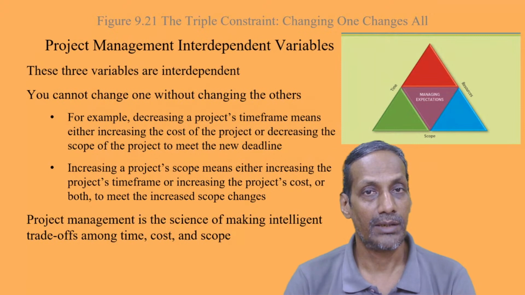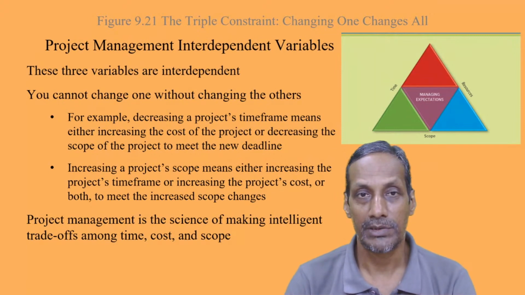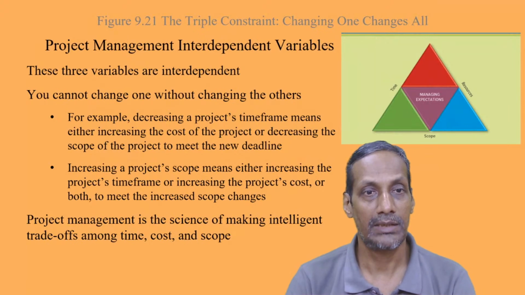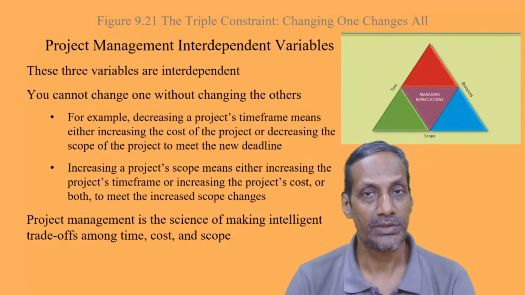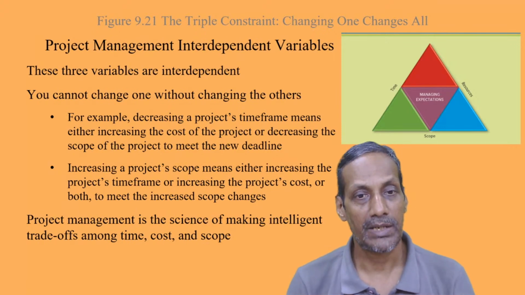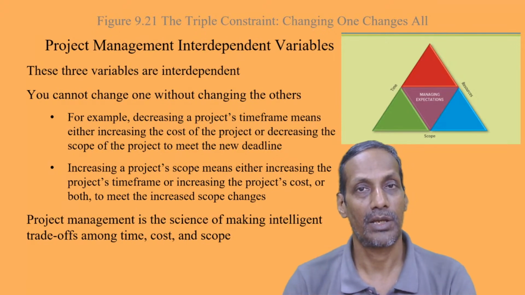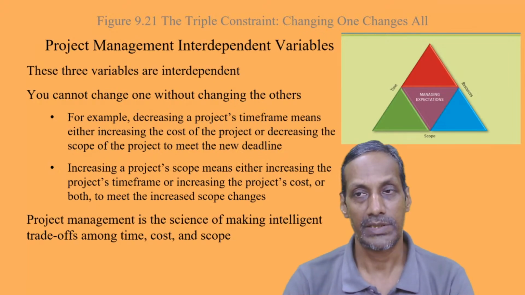The three variables, time, scope, and resources, are interdependent. You cannot change one without changing the others. For example, if you are decreasing a project's time frame, it means either you are increasing the cost of the project or decreasing the scope of the project to meet the new deadline. Increasing a project scope means either increasing the project's time frame or increasing the project's cost, or both, to meet the increased scope changes. Project management is the science of making intelligent trade-offs among time, cost, and scope. Time, cost, and scope.